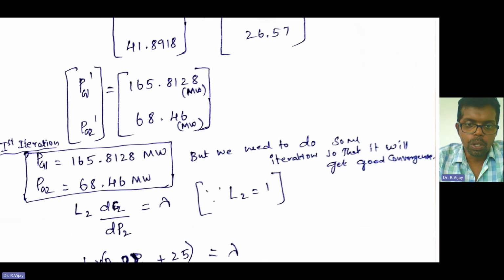So you need to do some 4 or 5 iterations until the same values continue. Then you need to solve the iteration. But for the time being, I am taking the same values.